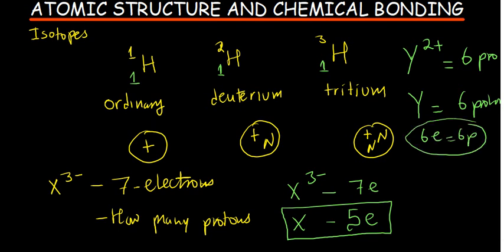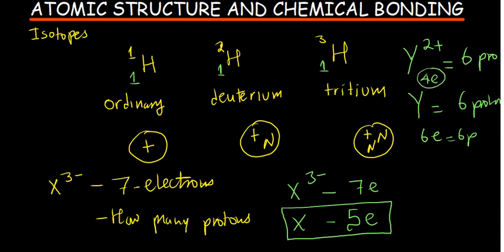Now if you look at this one, it has a charge of positive 2, meaning that we have lost 2 electrons. Whenever you see a positive charge, it means we have lost electrons. Because we have lost 2 electrons, from these 6 we are going to remain with 4. So you only have 4 electrons in this one. This is how you get to look at isotopes.